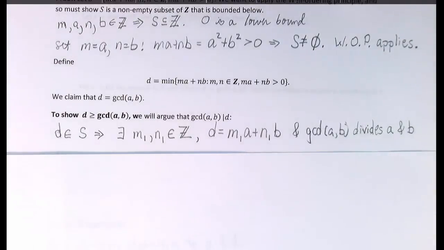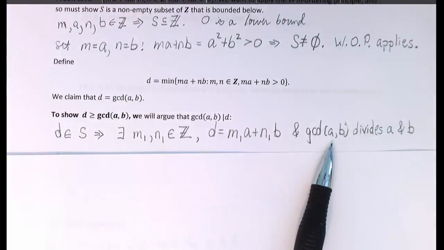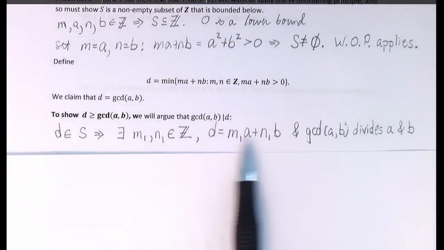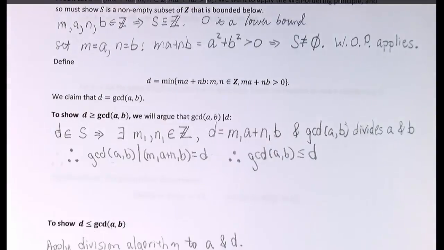Well, we know that D is an element of S. Remember, it's the smallest element of S. Therefore, there have to exist integers M1 and N1 satisfying D equals M1A plus N1B, because that's what everything in the set S looks like. Therefore, since the GCD divides both A and B, it must divide this linear combination of A and B. That is what we called Theorem 1. And so applying the lemma we just proved in the last part of this lecture, we know that the GCD of A and B is less than or equal to D.